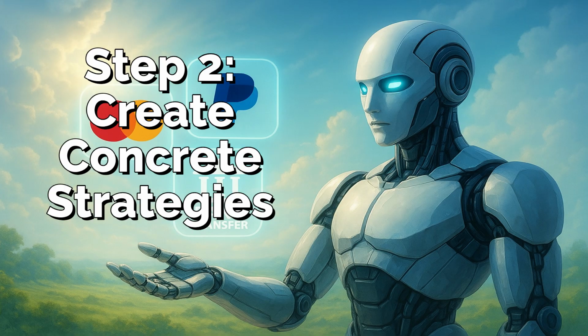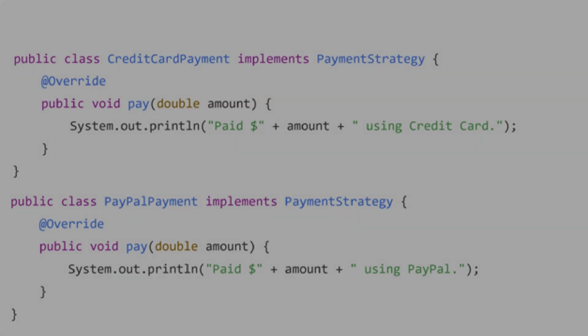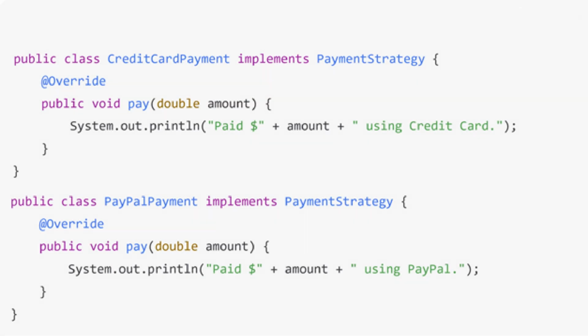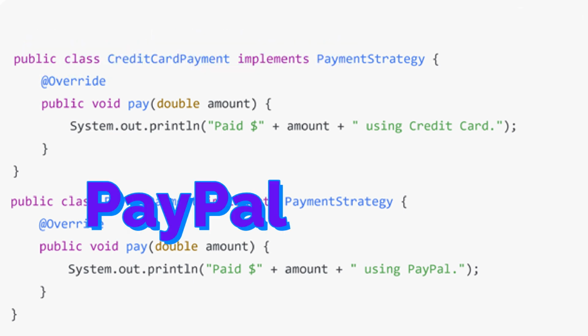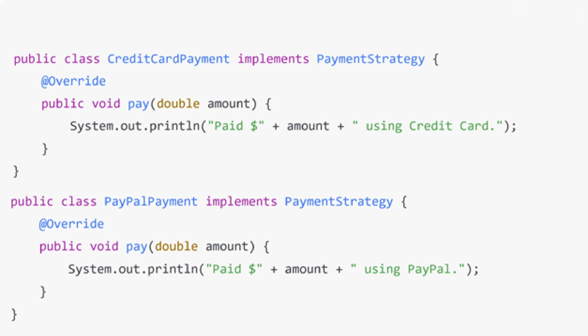Step 2. Create concrete strategies. The next step is to create concrete classes that implement the interface. In the strategy pattern, these classes provide the actual behavior. Each class gives its own version of the method defined in the interface, meaning each one represents a different strategy. In this example, one class handles payment with a credit card and the other handles payment with PayPal. This allows the program to choose between different payment methods without changing the core logic.